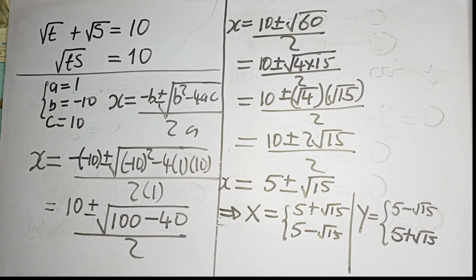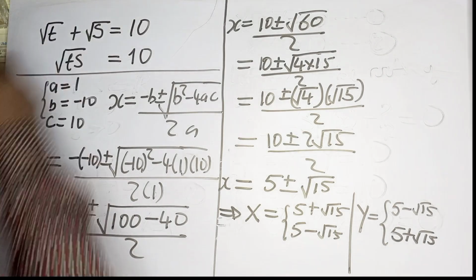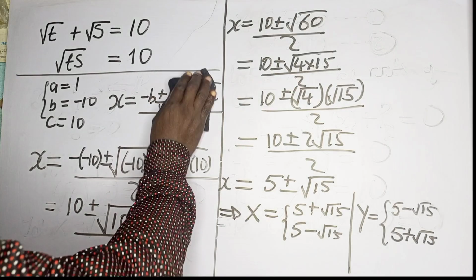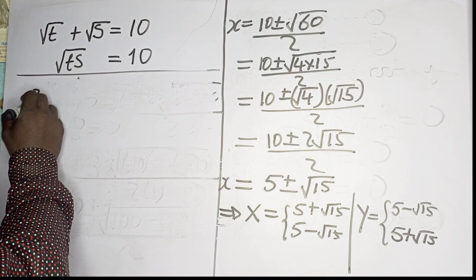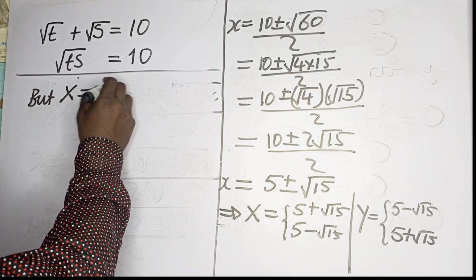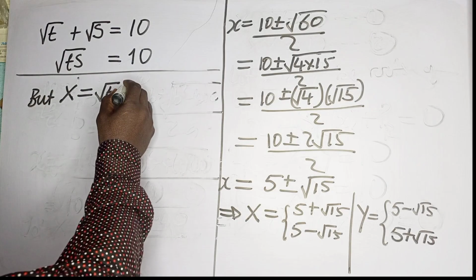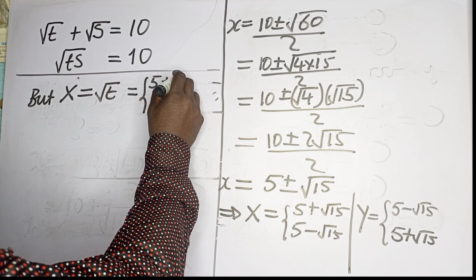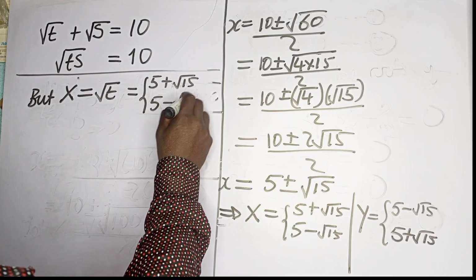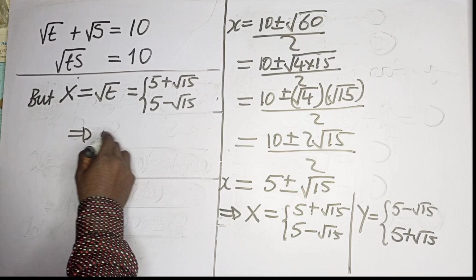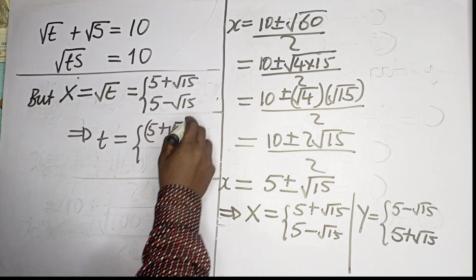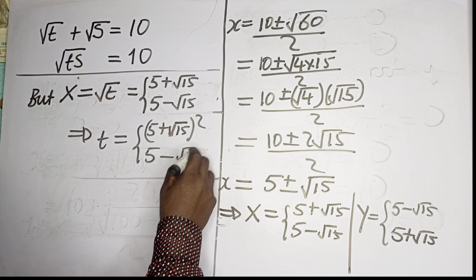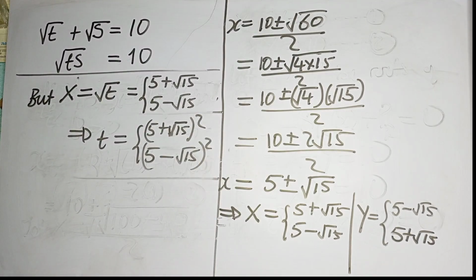But remember, we're not asked to find capital X and capital Y. We're asked to find t and s. So we're not ending there. We have to get the values of t and s. Now we remember that capital X was root t, and we have two possible values here. So this simply means that t will be the square of this. t is either 5 plus root 15 all squared or 5 minus root 15 all squared.